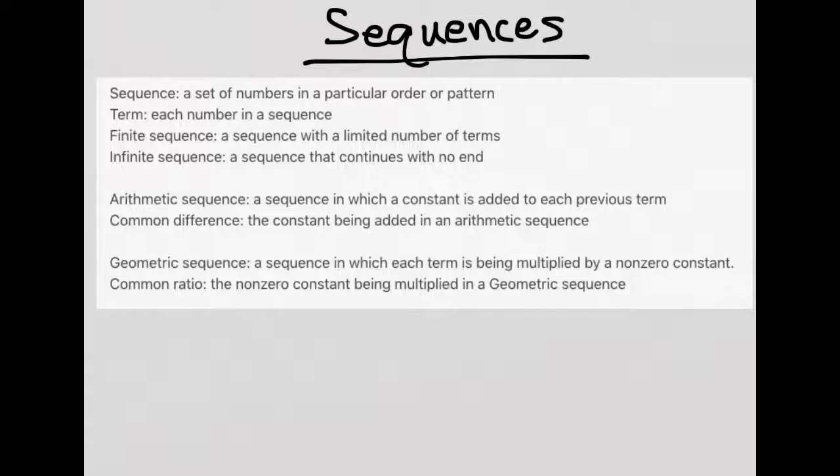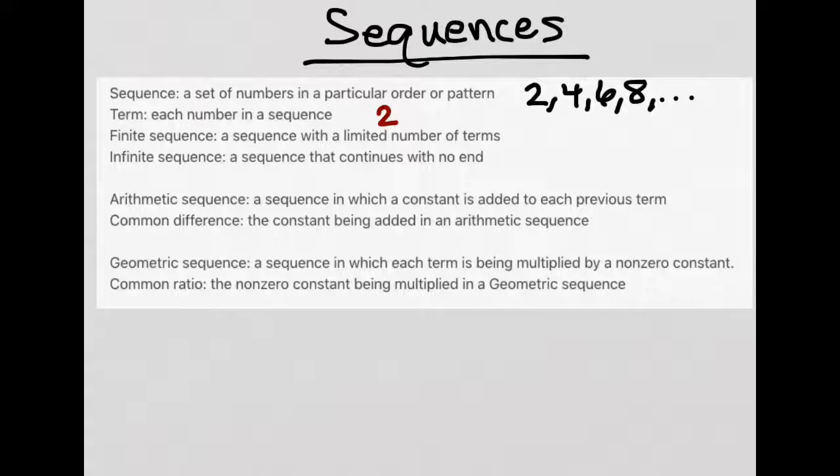So for example, the numbers 2, 4, 6, 8, ... that would be a sequence because the list has a particular pattern. It's going up by twos. The term is going to be each number in a sequence. So an example of a term from our first sequence might be the number 2.